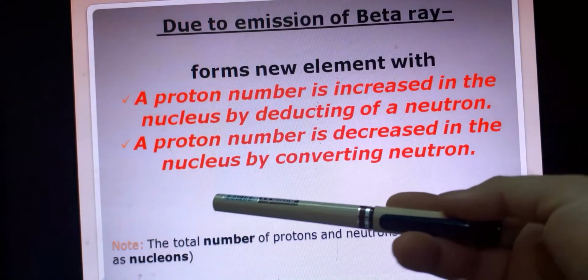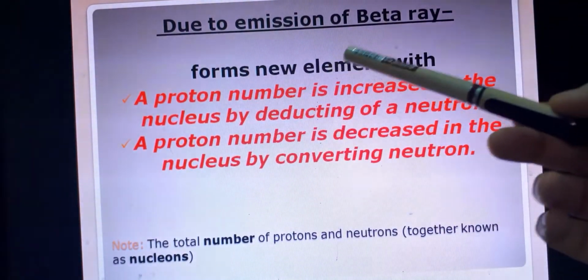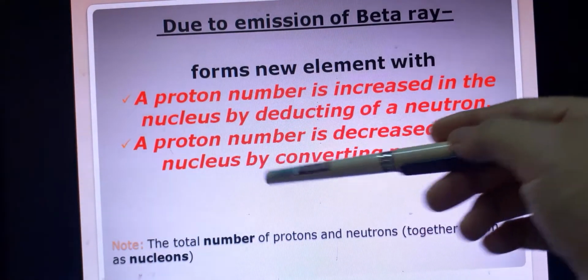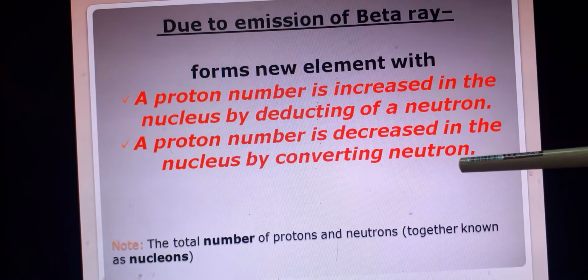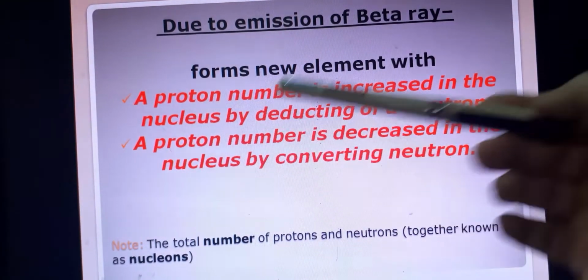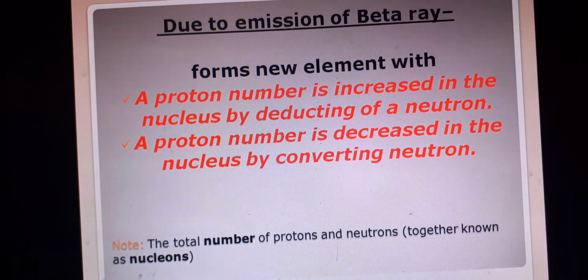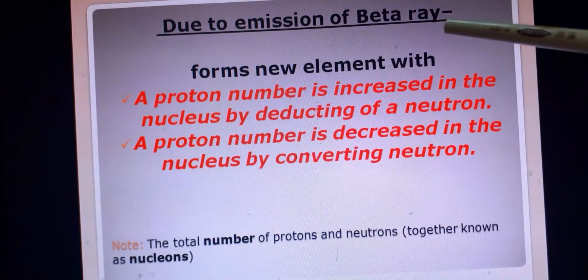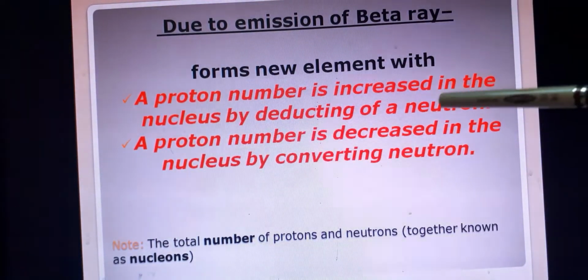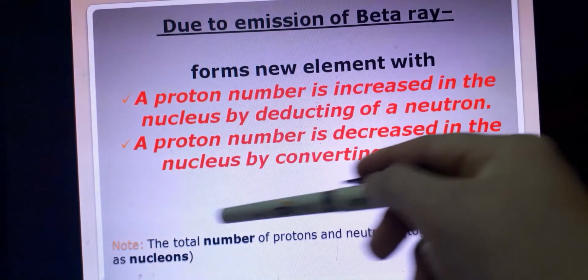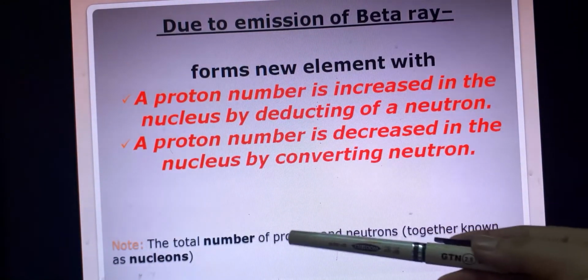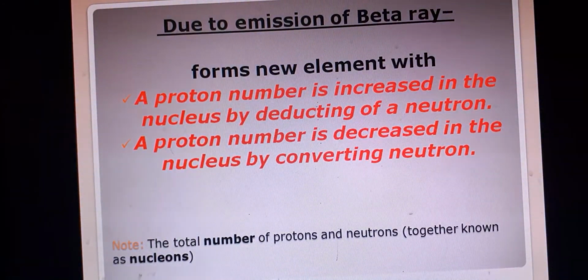And in the second type, a new element is formed when the proton number is decreased in the nucleus by converting a proton into a neutron. So in two ways a new element is formed due to emission of beta ray: in one case a neutron converts into a proton, and in the other case a proton converts into a neutron. The total number of protons and neutrons is known as nucleon.